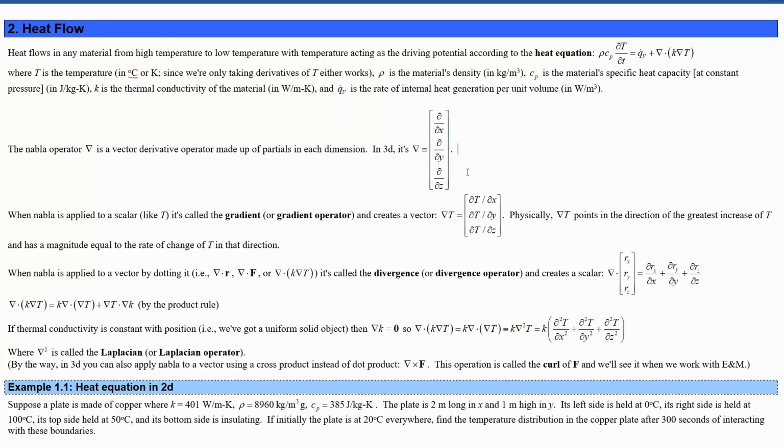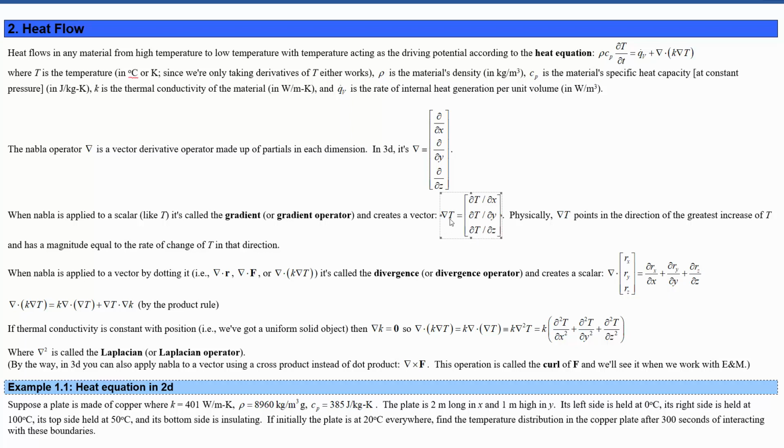Okay. So in this, we're using Nabla, and Nabla is a vector derivative. It's a vector made up of 3 different partial derivatives: partial with respect to x, y, and z if we're in Cartesian 3 dimensions. And how this acts as an operator depends on what it's applied to. If you apply it to a scalar, then you get the gradient operator. Gradient creates a vector from the scalar that points in the greatest rate of increase of that scalar.